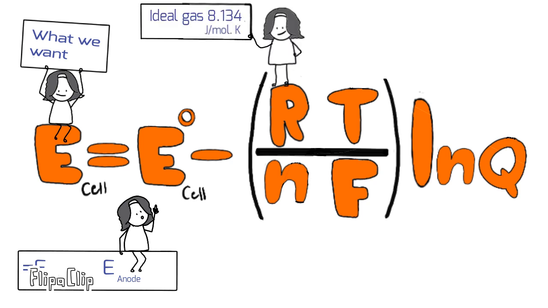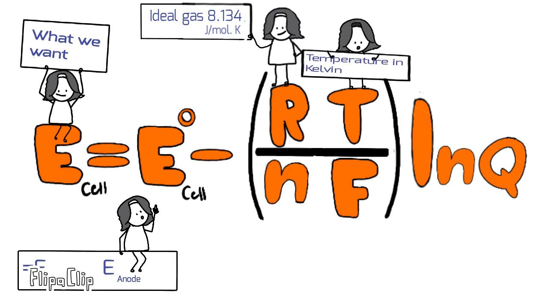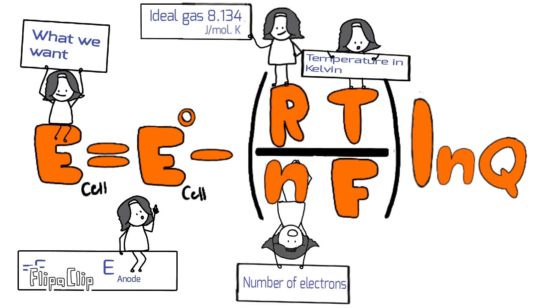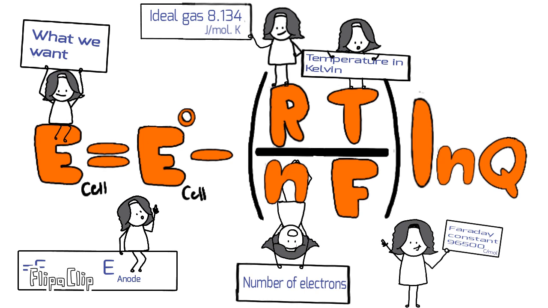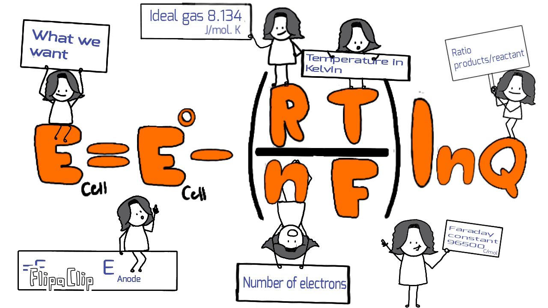R is the ideal gas constant, and the value is equal to 8.3145 joule per mole times Kelvin. T is the temperature in Kelvin. N is the number of electrons in the process. F is Faraday constant, and the value is equal to 96500 C per mole. And lastly, Q is the ratio between the activity concentration of product over the activity concentration of the reactant, and the power will be the coefficient.